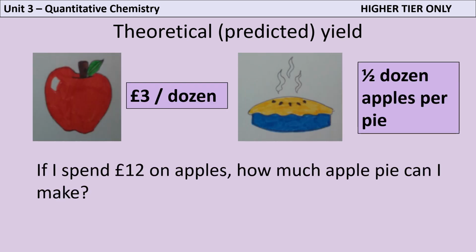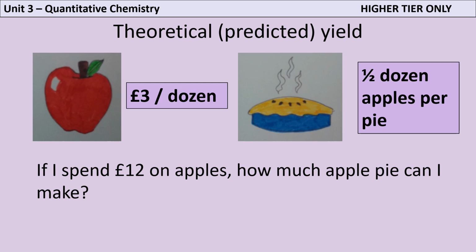Some people can find these theoretical yield calculations very overwhelming, so I find it helpful to start from the point of view of a non-chemistry situation. So imagine that you've gone to the supermarket and you're buying apples to make some apple pie, and the price for the apples is £3 per dozen, and you've got £12 to spend. And then we want to figure out how much apple pie can we make based on that.